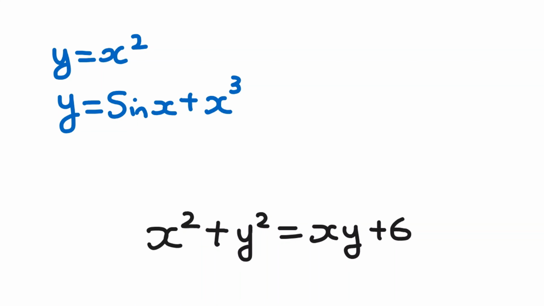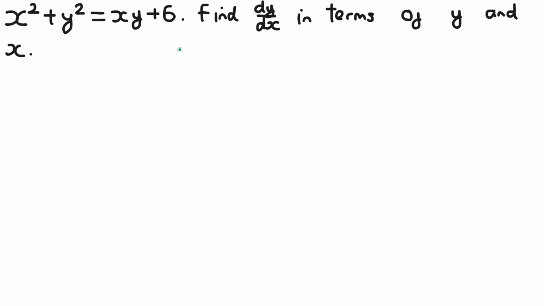So let's do this example here where we have x squared plus y squared is equal to xy plus 6, and we need to find dy over dx in terms of y and x. And the way that we do this is we differentiate both sides of this equation and then we rearrange in order to make dy over dx the subject. So let's do this. If we differentiate both sides, let's start with this side here.